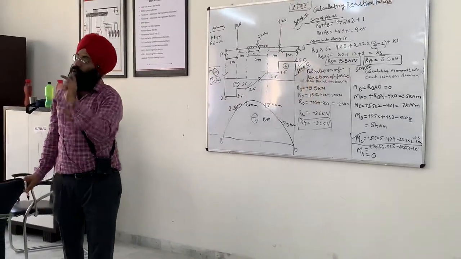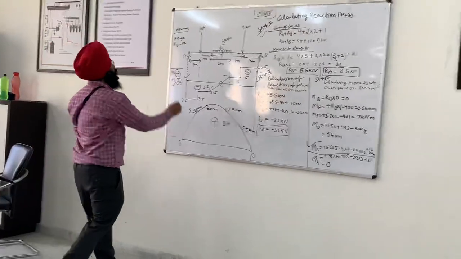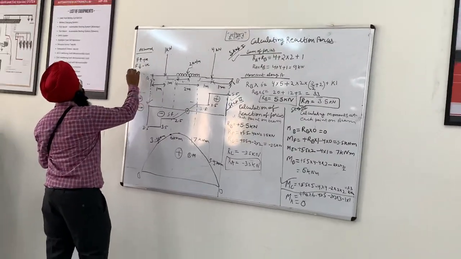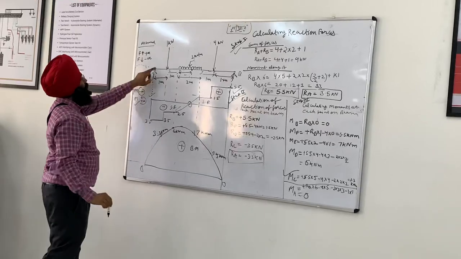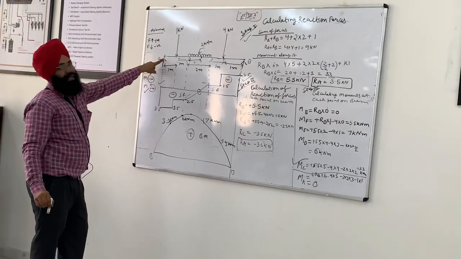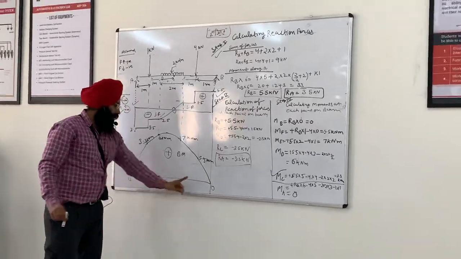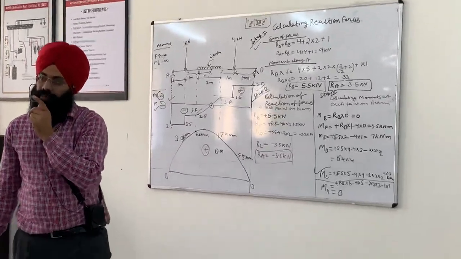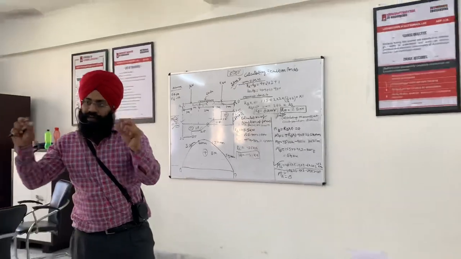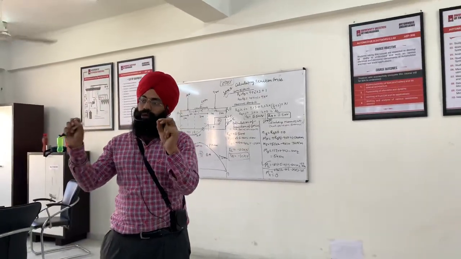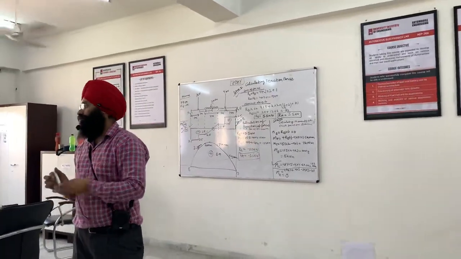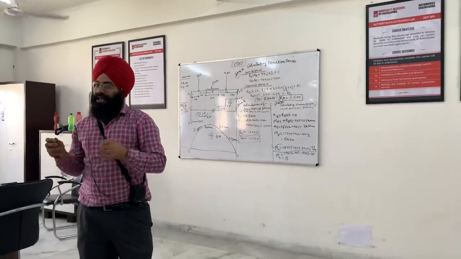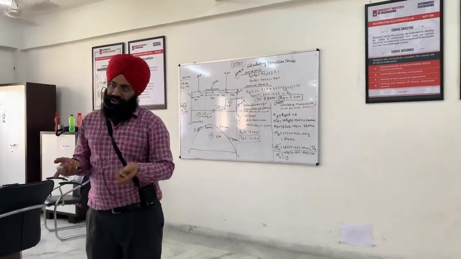Unless it is an overhang beam, that means overhang, where there is some force also. If it is not so, and A is the end, then at A or B, your moment will be 0. Because at that point the beam has a support at the ends, so at that point there cannot be any deflection.